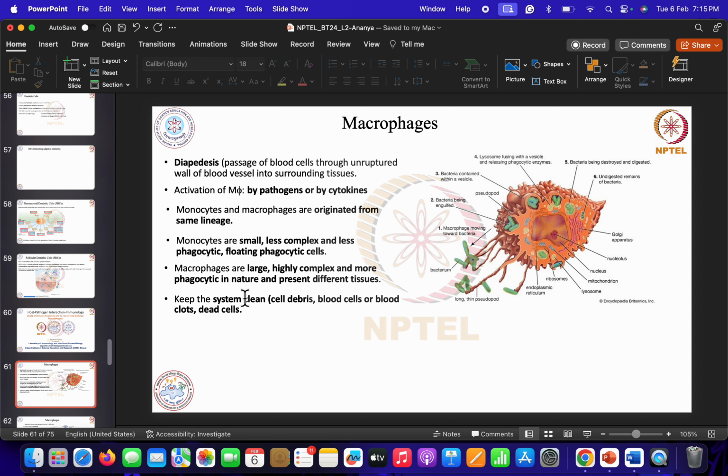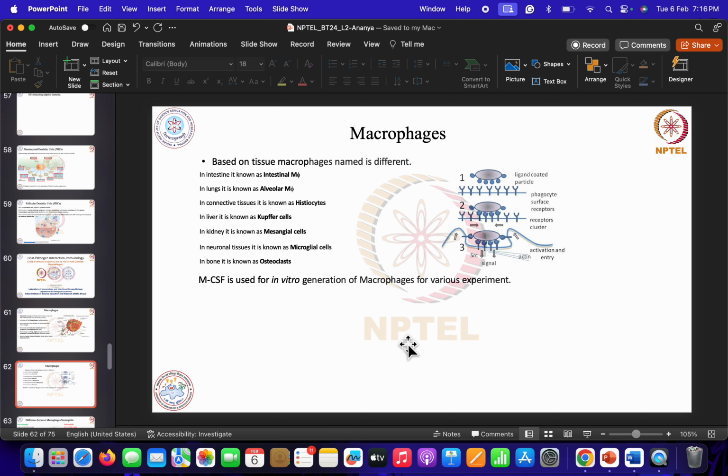So this keeps the system clean from cell debris, blood cells, blood clots or dead cells. Macrophages are named differently based on the tissue. In the intestine it's called intestinal macrophage. In the lungs, it's called alveolar macrophage. In connective tissue, it's called histiocytes. In liver, it's called Kupffer cells. In kidney, mesangial cells. In neural tissue, it's called microglia. And in bone, it's called osteoclasts.